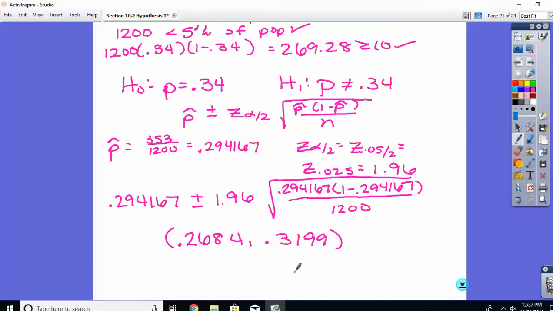So, if this contains our p-value, then we don't reject the null. If it doesn't, we do. Essentially what we found is we are 95% sure that the true proportion is between these. We are trying to decide if that true proportion is 0.34. Is 0.34 in this interval? No. So I am 95% sure it should be in this interval. Since this is not, then we would reject the null hypothesis.